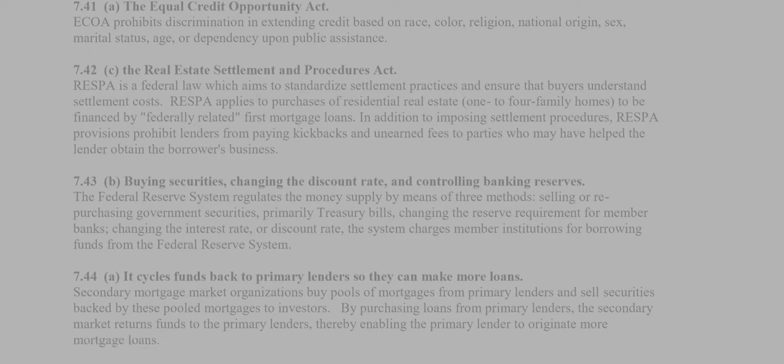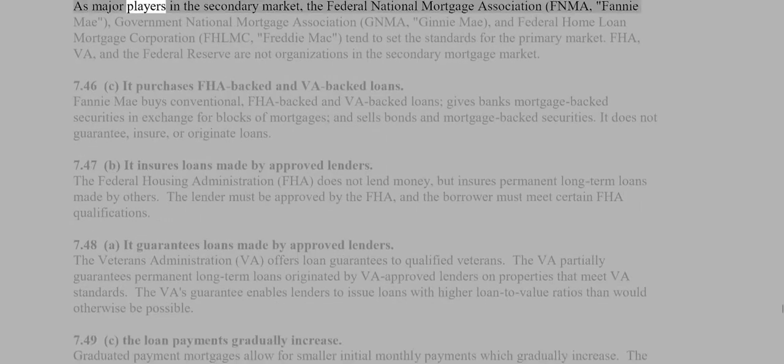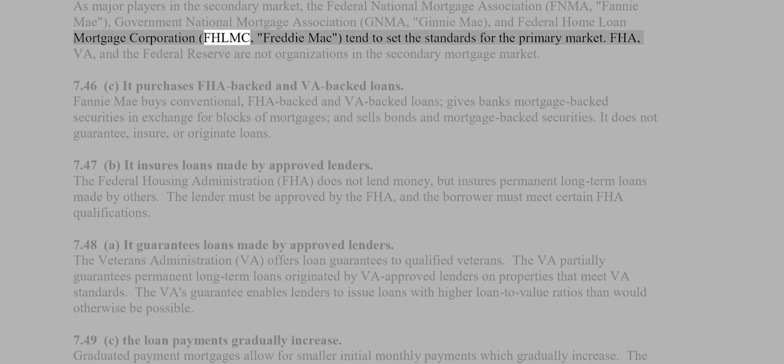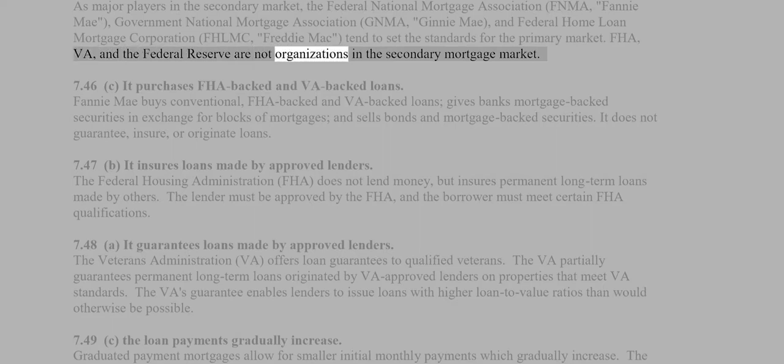7.45 A. Fannie Mae, Freddie Mac, and Ginnie Mae. As major players in the secondary market, the Federal National Mortgage Association, FNMA, Fannie Mae, Government National Mortgage Association, GNMA, Ginnie Mae, and Federal Home Loan Mortgage Corporation, FHLMC, Freddie Mac, tend to set the standards for the primary market. FHA, VA, and the Federal Reserve are not organizations in the secondary mortgage market.